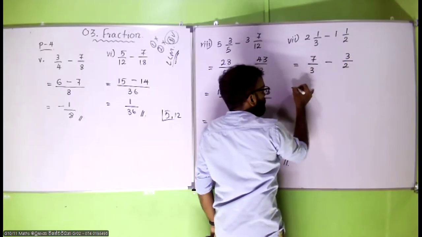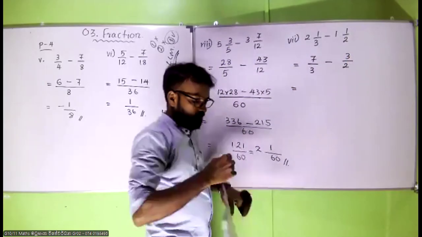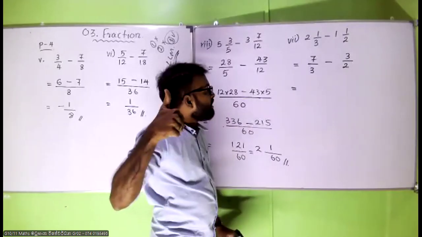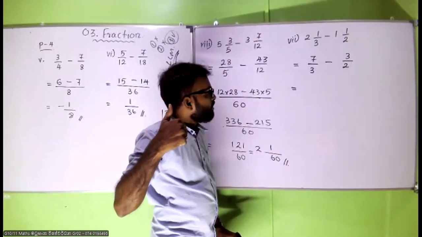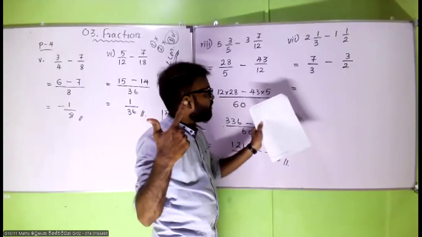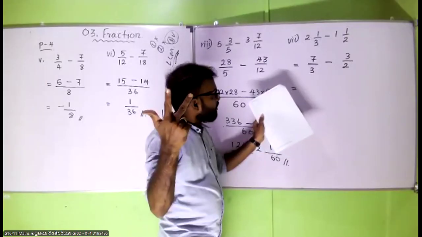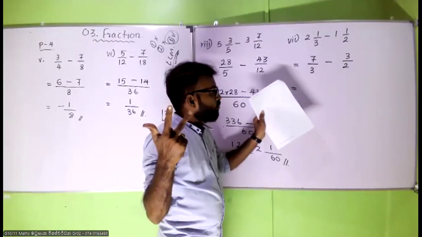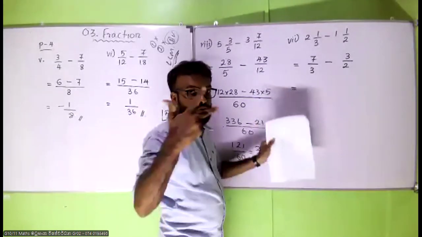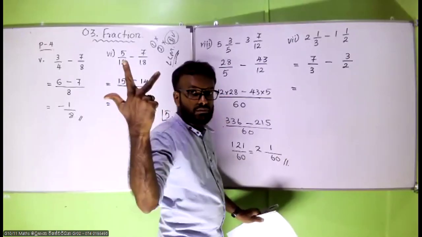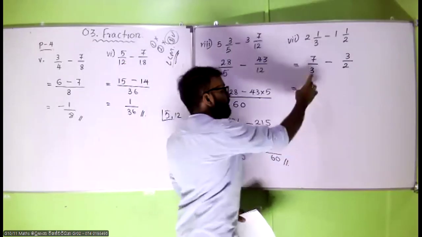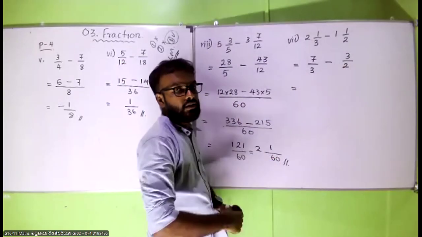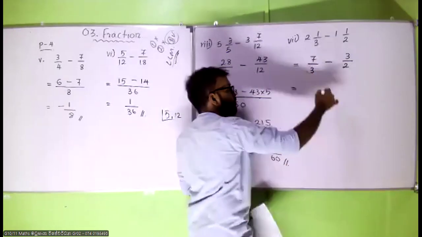So, here, first condition: 3 is not a multiple of 2. Second condition: 2 is not a multiple of 3. Third one: 3 and 2 both do not have any common factors. So just multiply this one and this one together and get the common denominator. 3 times 2, 6.